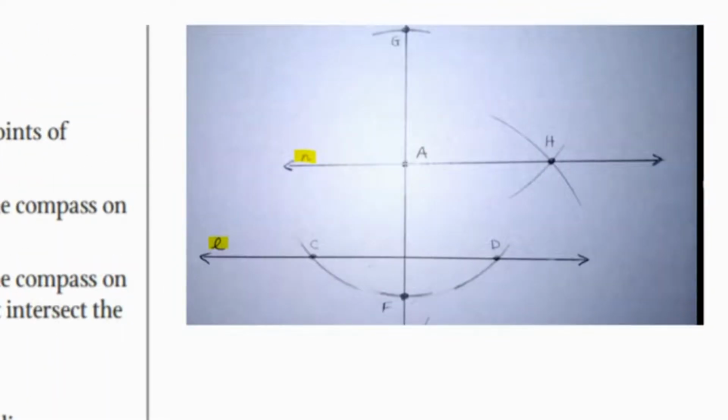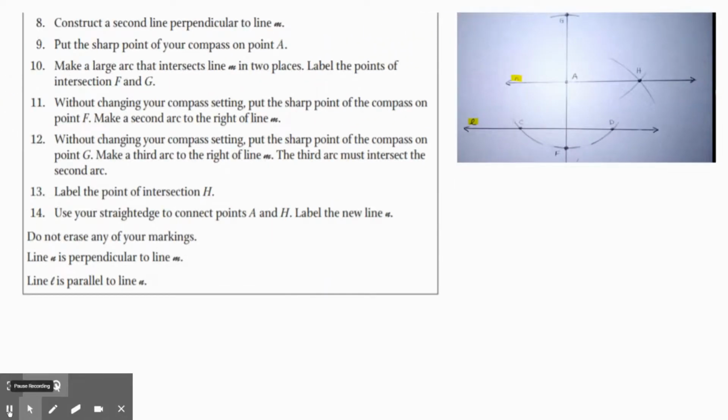If you label the second line N, you can now say that line L is parallel to line N because they're both perpendicular to the same line.